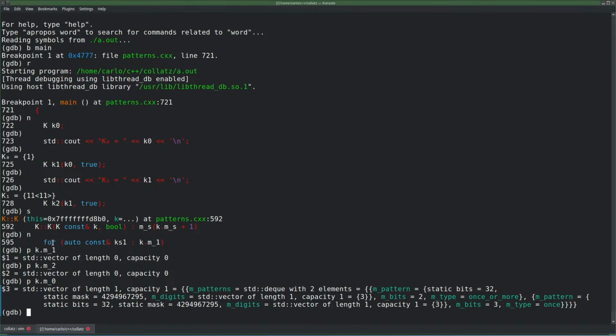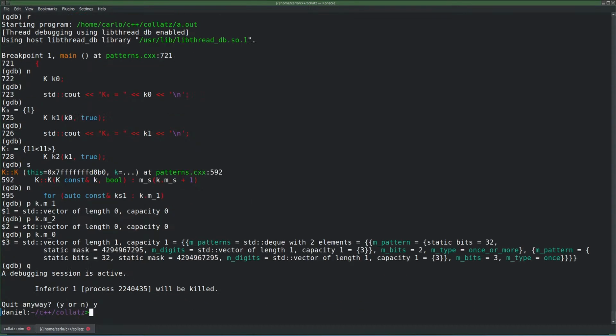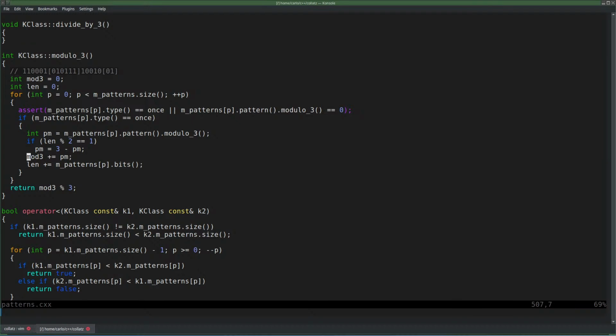So it thinks that the modulo of this thing is 0. Oh, it is 0. I have to divide it by 3 first, otherwise it just stays obviously 0. Yeah, stupid. Okay, and then we'll have to implement divide by 3 first. Maybe this works, who knows.